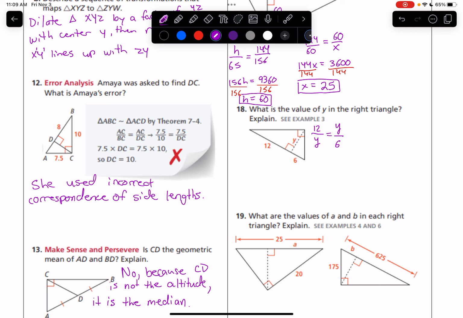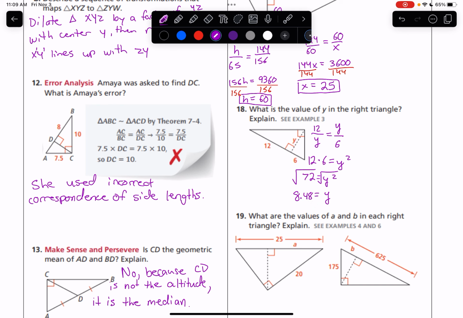Or I could skip right to the next step and say that the two pieces of the hypotenuse multiplied together are equal to the altitude squared, and say 12 times 6 equals y squared. So 72 equals y squared, and then the square root of 72 is equal to y. The square root of 72 is approximately 8.48. And again, we'll actually go over how to simplify square roots next chapter. So 8.48 is the value of y.